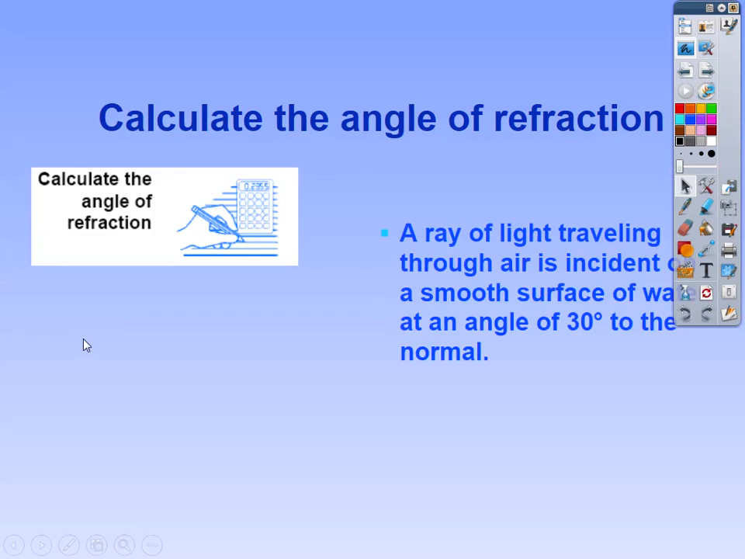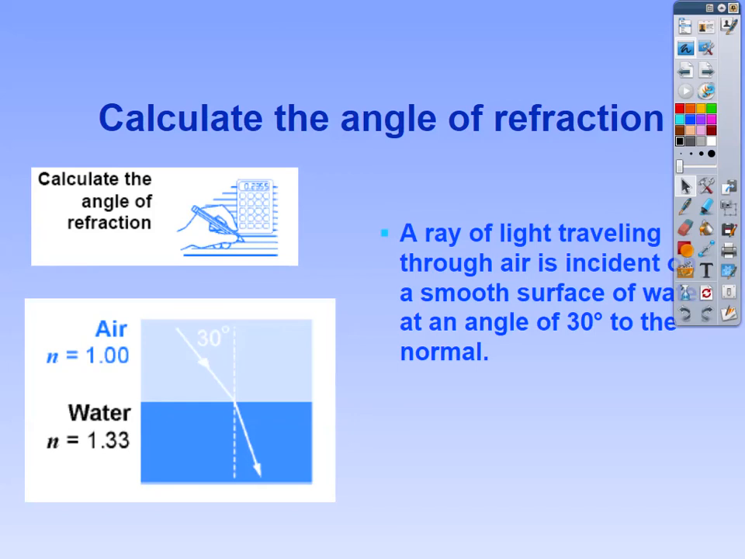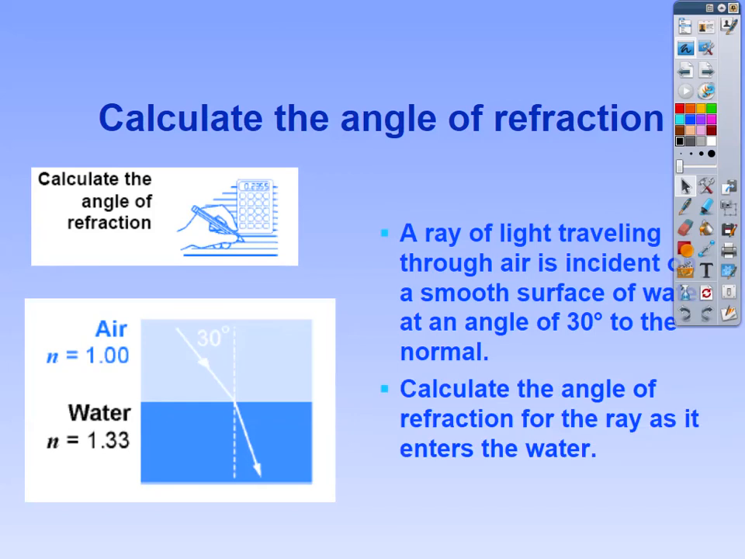A ray of light travels through air to a smooth surface of water at an angle of 30 degrees to the normal. What would be the angle of refraction? It gives us all the information there, so let's go ahead and plug this in. This would be 1, the index of refraction of air, times sine of 30, because that's the angle that's going in. You can see right there.